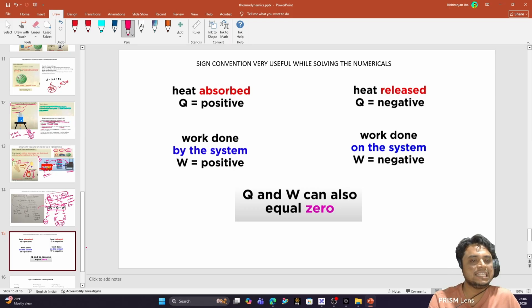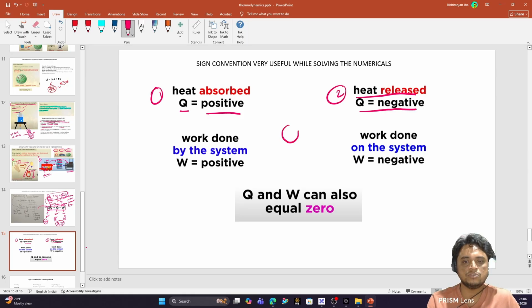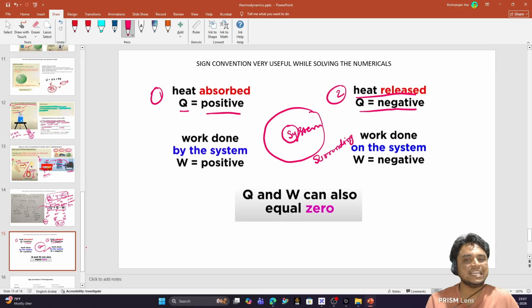If the heat is absorbed by the system, Q is positive. If the heat is released, Q is negative. This is pretty easy to understand, right? I'll draw this diagram for you for easy understanding. This is the system, and the remaining part is the surrounding. If the heat is absorbed by the system, it is positive, and if heat is released by the system to the surrounding, it is negative.